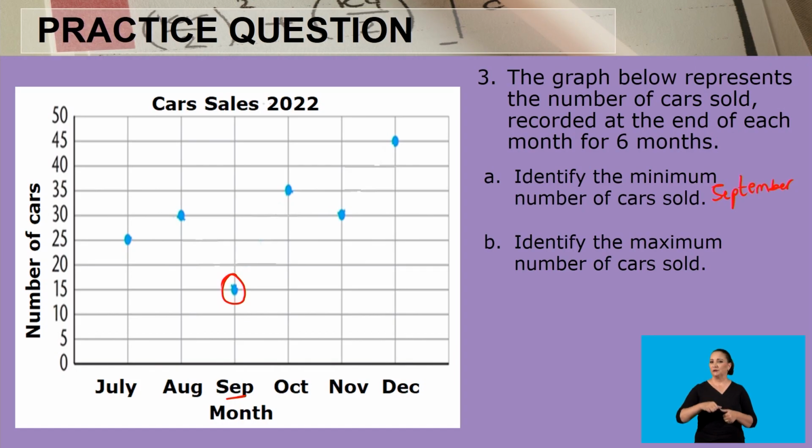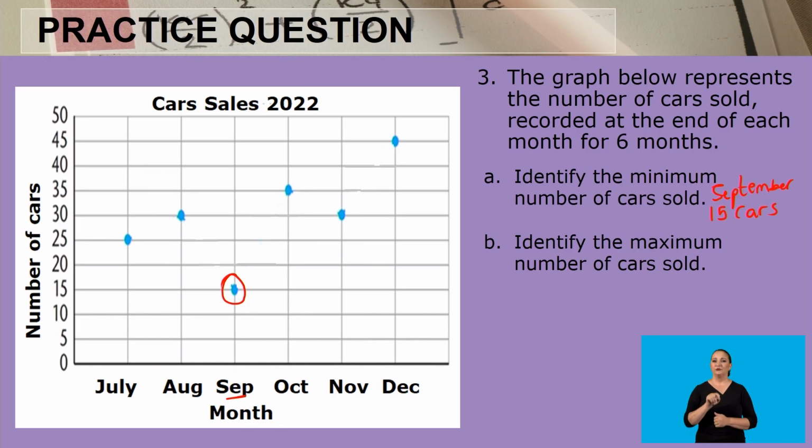The next question, question B, says, identify the maximum number of cars sold. So the maximum number of cars sold, okay, let's just write the number of cars sold that was a minimum, and that was, of course, 15 cars. And that was sold in September. Sorry for that.